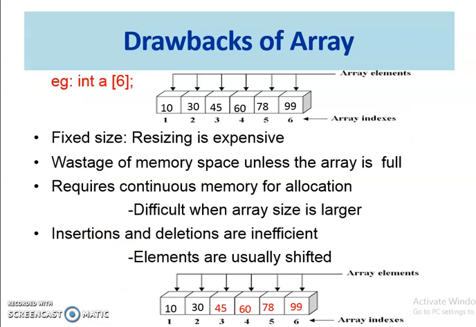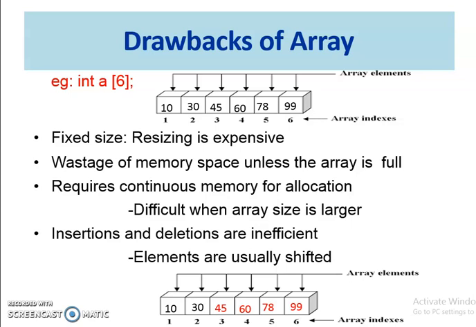Let us see the drawbacks of an array. Consider the example array which consists of the elements 10, 30, 45, 60, 78 and 99 in array indexes 1, 2, 3, 4, 5 and 6 respectively. Once the array is declared, it is of fixed size. Later in future, if the array is to be extended, then resizing is expensive. Similarly, for meeting the future requirement, if the array size is declared as maximum size, then it will lead to wastage of memory space.